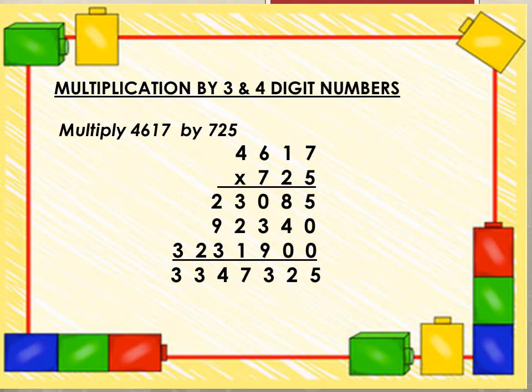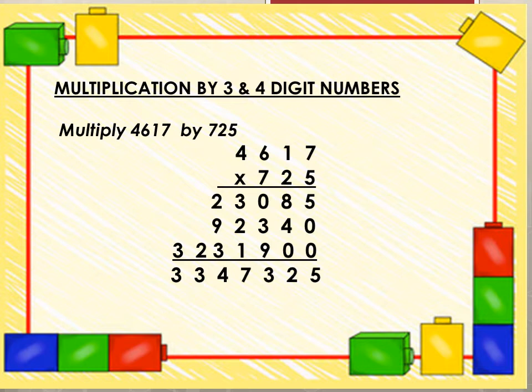Here I have taken an example of a 4 digit number, 4617, that is the multiplicand, and the number by which we are going to multiply, the multiplier, is 725. So children, how do we start? We will start from the ones place digit of the multiplier, that is 5. First we will multiply by 5 all the digits present in the multiplicand.